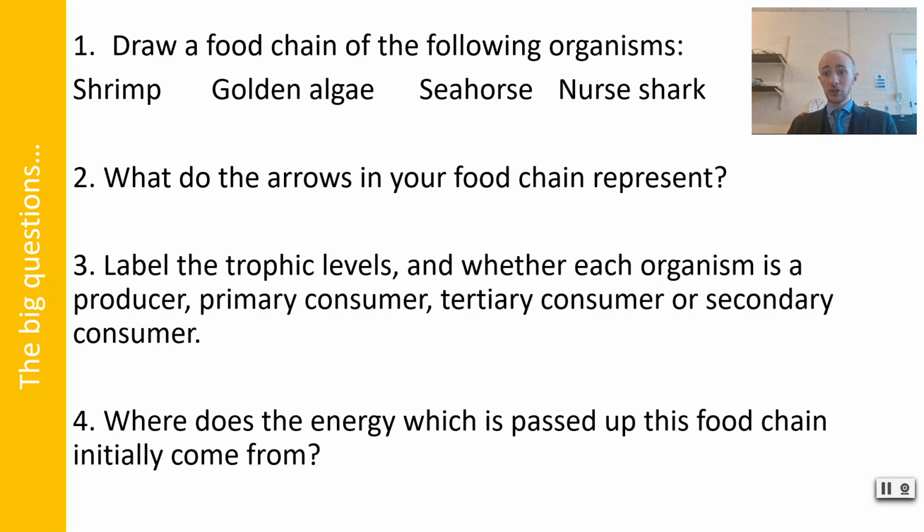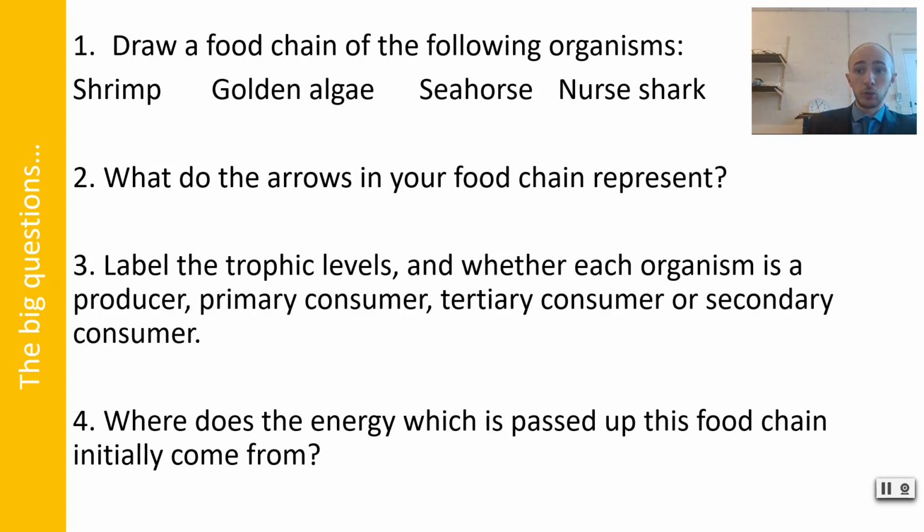What do the arrows in your food chain represent? Really important question. You might write, well, what eats what? Not really. They do, kind of. What they're really showing is where the energy is going. So you start with the energy in the algae, the energy then goes into the shrimp, it then goes into the seahorse, it then goes into the nurse shark. The arrows represent the flow of energy, the transfer of energy.